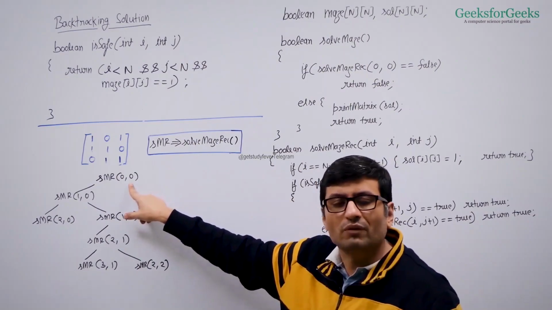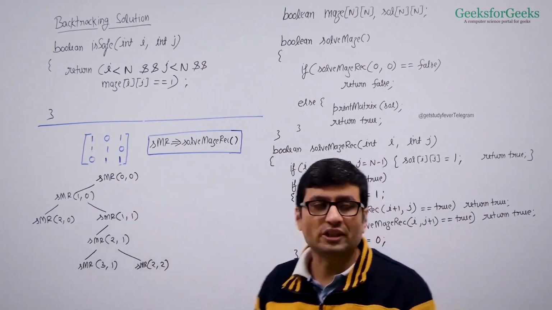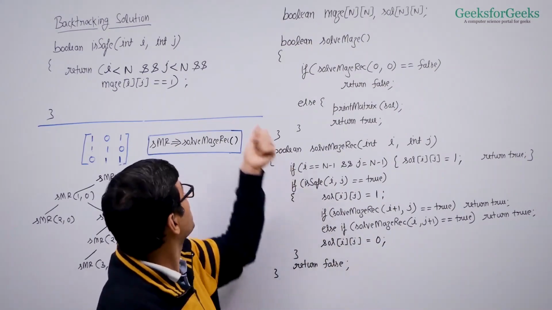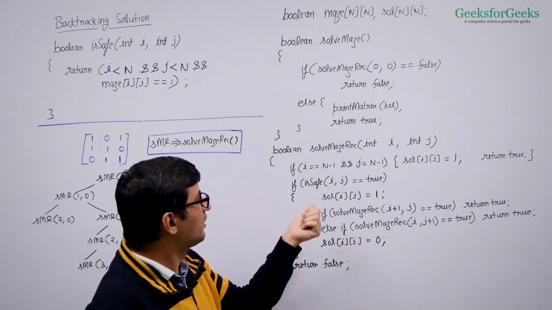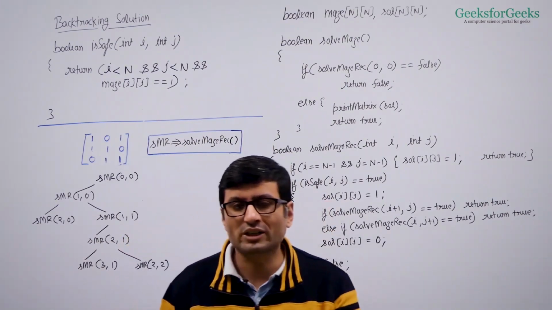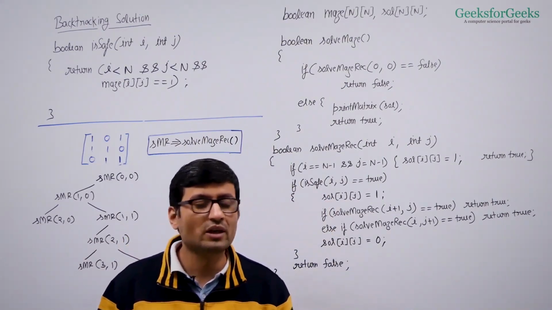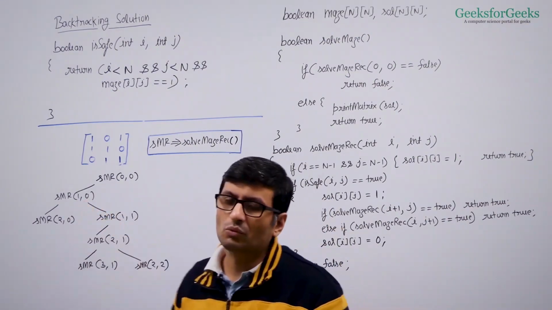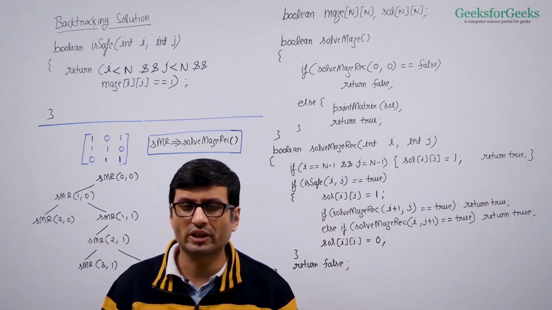When you make a call for 0, 0, what happens? These conditions are checked. Whether this is the destination, it's not. It's safe. Yes, it is safe. It's smaller than n. i and j both are smaller than n. So you mark it as part of the solution. You mark solution of 0, 0 as 1. And after marking the solution, you make the first recursive call as 1, 0, the cell just below it.